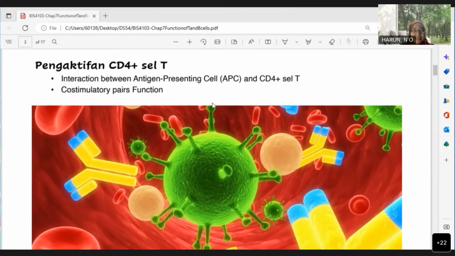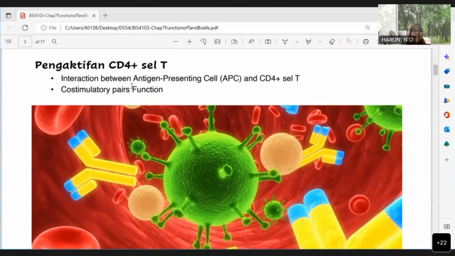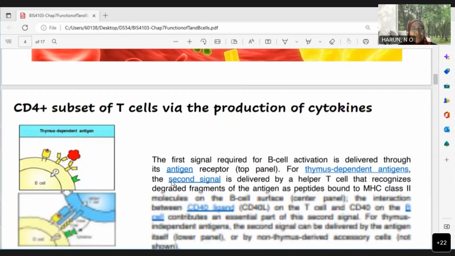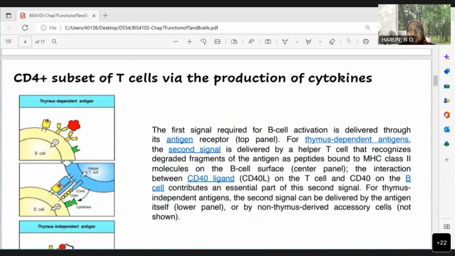The thing is how the activation of the CD4 T cells depends on their interaction with the APC. Before the CD4 T cells are activated, there must be an APC presenting some sort of antigen. So therefore, they will go and find the CD4 positive T cells in order to make sure that the CD4 T cells will start to activate against that particular invader. So it's almost similar to the previous one. So this is how it looks.